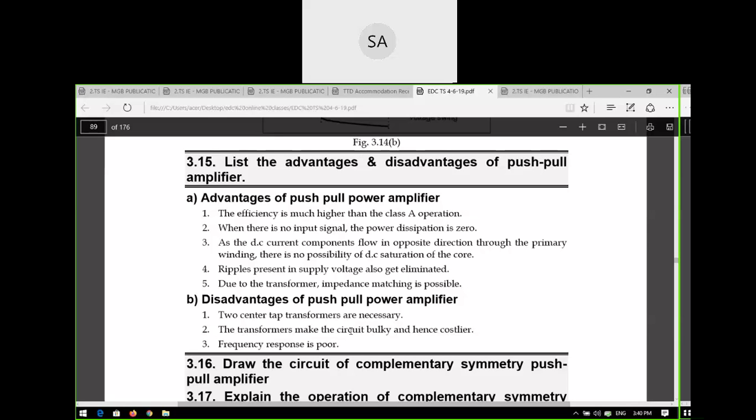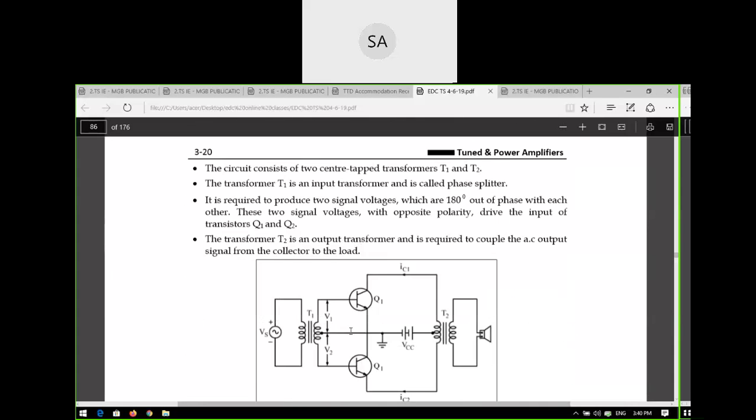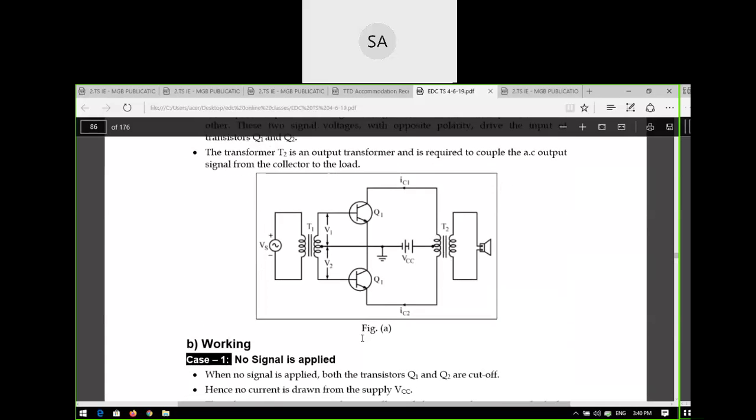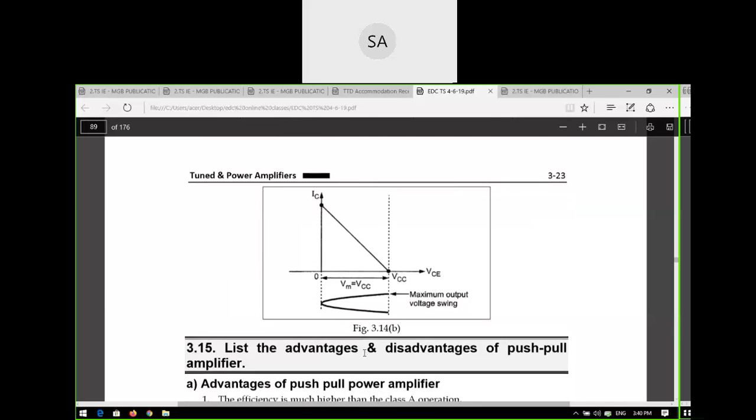Why? Because it is having opposite polarity. Due to V1 and V2 having opposite polarity. See here, what is V1 and V2? V1 is the positive going cycle, which means V2 is the negative going cycle. So the overall effect is that they will cancel each other. Ripples will not be present in the circuit.